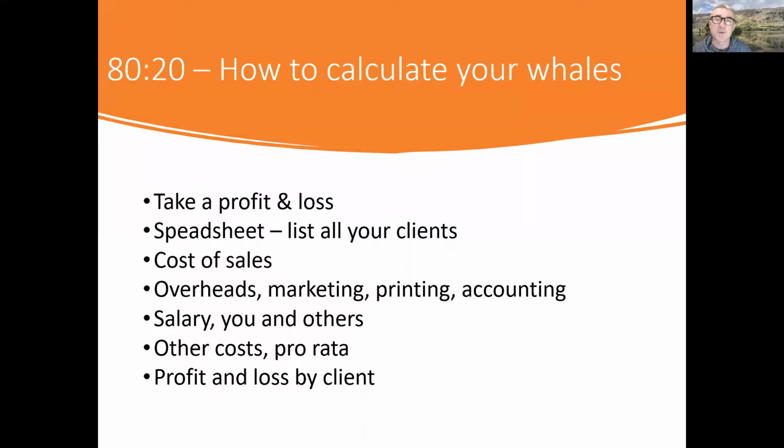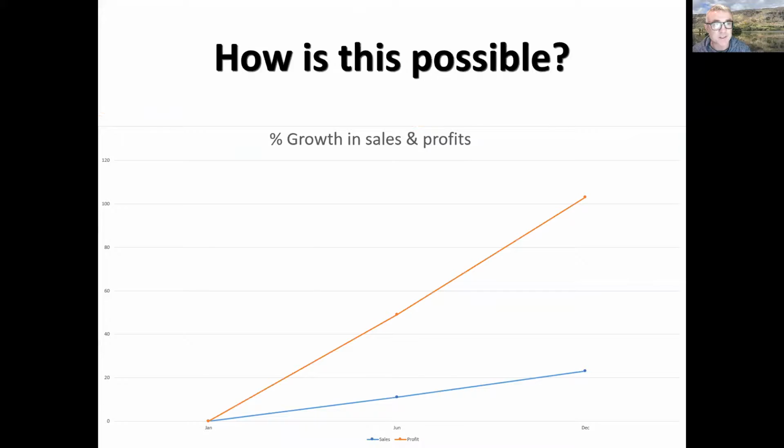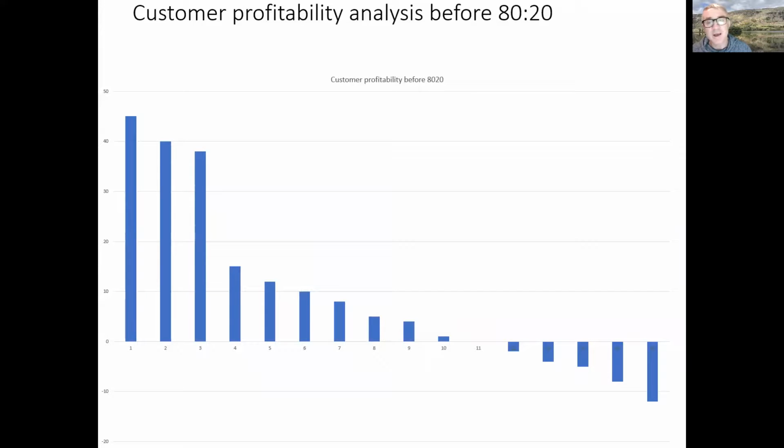Now, what I normally do with a spreadsheet, I'll just sort them left to right, a bit like this one here. So you'll have a profit or loss by client. And I normally just sort it in descending order. Okay. So that you'll have the most profitable here and the least profitable over on the right hand side.